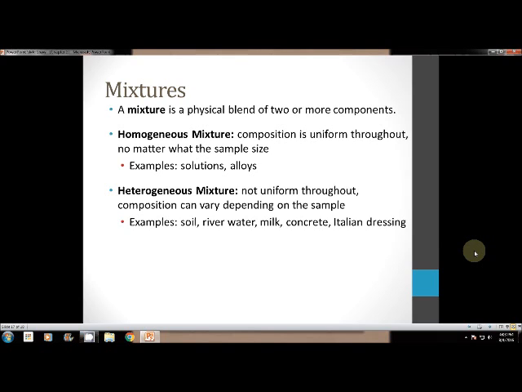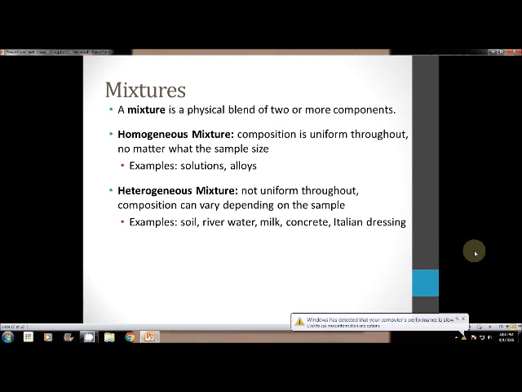But if we looked at the elements that make up brass, not so much. Heterogeneous is when it's not uniform. We can tell that the composition is varying depending on the sample. So soil, river water, milk, actually, if you let it settle, it can separate out into its different components. Concrete, Italian dressing. When we're thinking about food in heterogeneous mixtures, anything that says shake well before using is a good indicator that it's heterogeneous, meaning that the different components are settling, so you have to shake it to get it more mixed up, more unified. Chocolate milk is a great indicator of that.